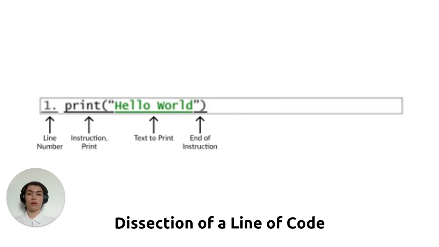Looking at the line of code and dissecting it, we often first have a line number, which is useful when we have complex software, meaning a lot of lines of code interacting together. Then we have an instruction. We ask the computer to print. To then display what we want to print, we use brackets and then the quotation marks. The quotation marks are there because we are saying to the computer to print text, as we're going to study later in this video.